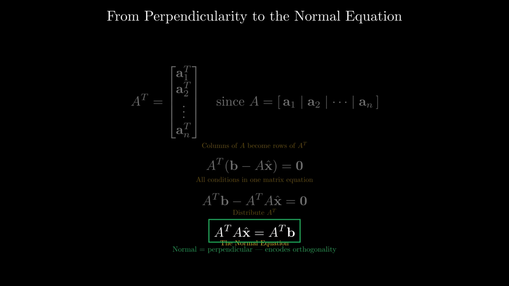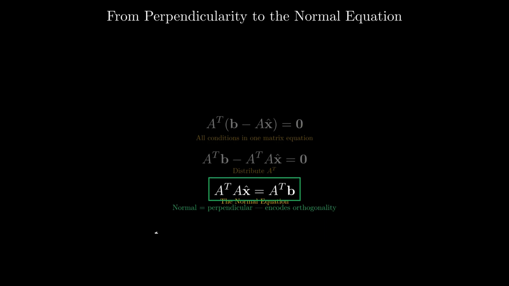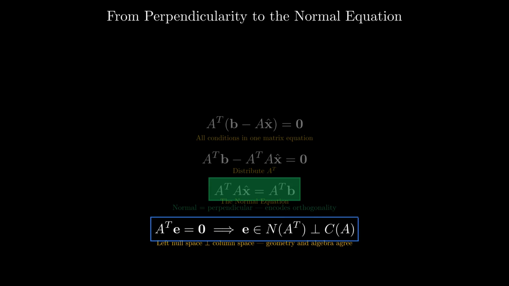And notice something beautiful. A transpose times E equals 0 means E lives in the null space of A transpose, which is called the left null space. The fundamental theorem of linear algebra tells us this space is perpendicular to the column space. Geometry and algebra agree perfectly.